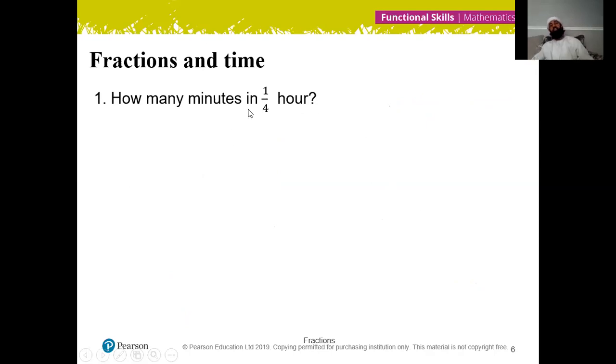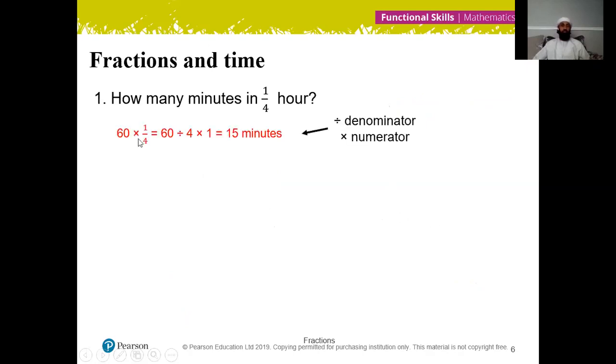How many minutes in 1/4 of an hour? Pause the video. Right, hopefully you've got this. So how many minutes in 1/4 of an hour? Well, we know that a full hour has 60 minutes, and most of you should know that a quarter is 15 minutes, but if you had to work it out, what would you do?